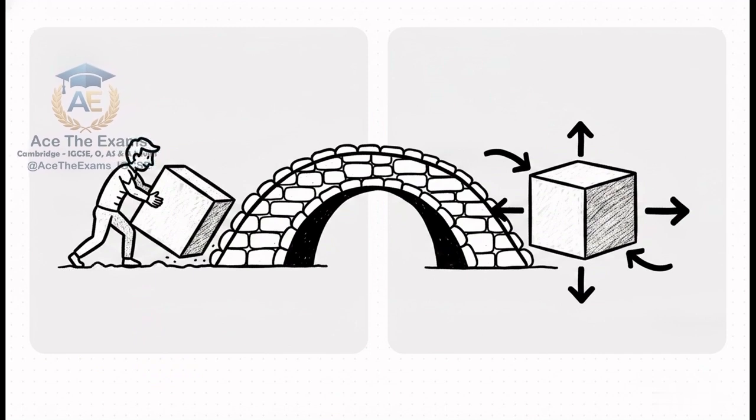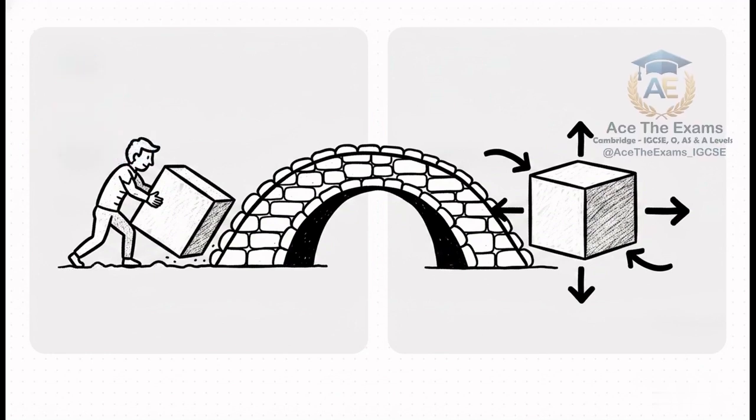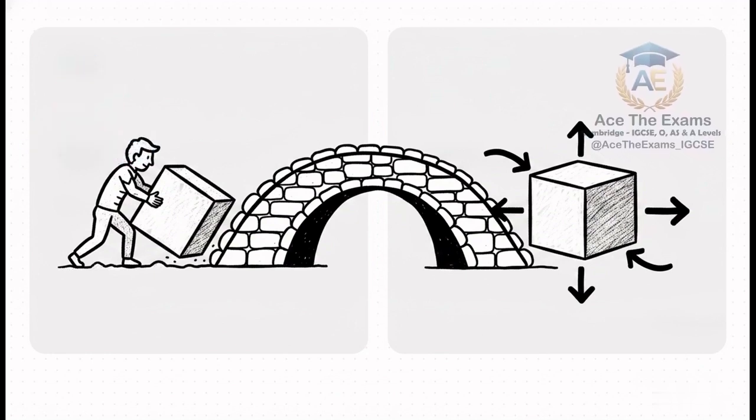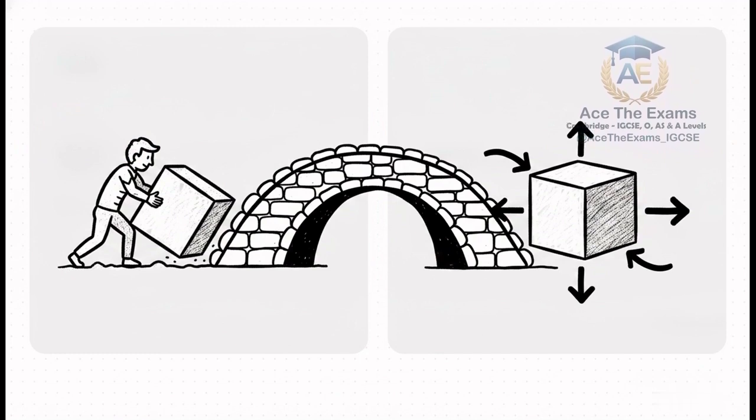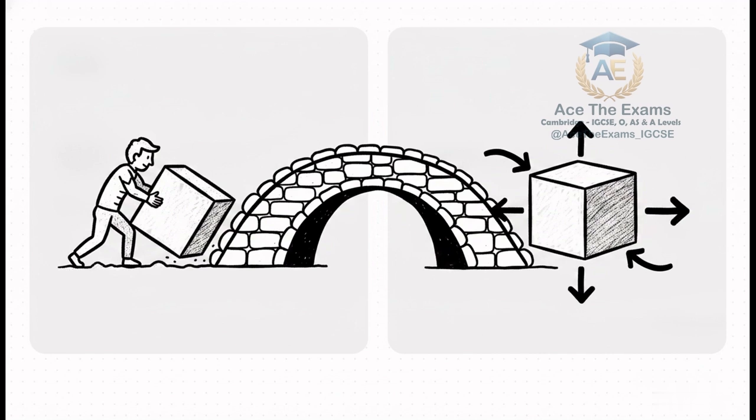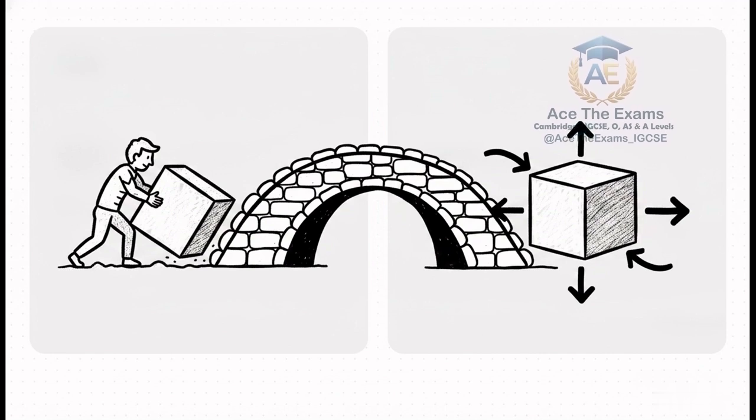So instead of "the box is heavy," we say "the downward gravitational force or weight acting on the box." Instead of "the table pushes up," we say "is exactly counteracted by the normal contact force from the table, resulting in a zero resultant force." Do you see the difference? One is an observation, the other is an A-star analysis.